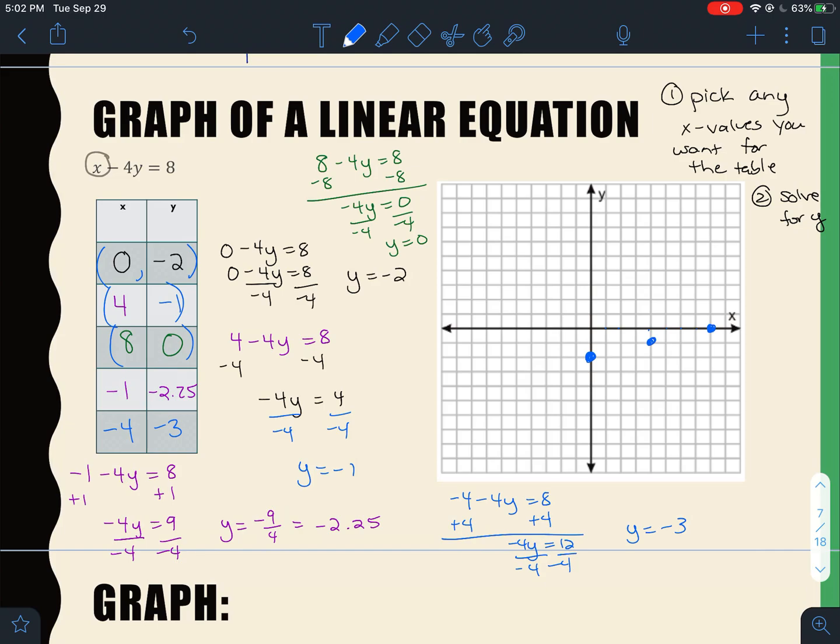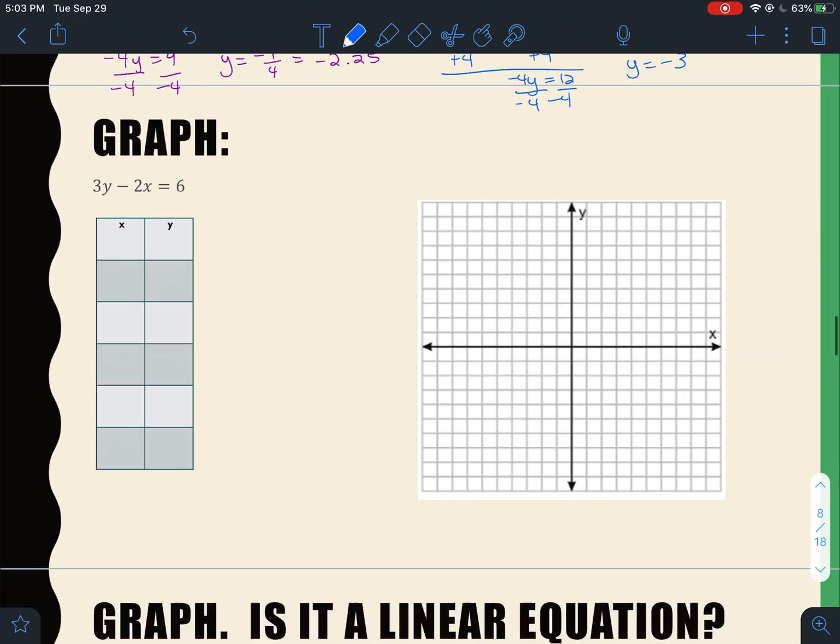The next one is -1, -2.25. So it'd be about right there. And then the next one is -4, 3: 1, 2, 3, 4, and then 3 down. So right there. And then if I connect all of those, I get a straight line. So that represents a linear function because all of those points lie on the same straight line.